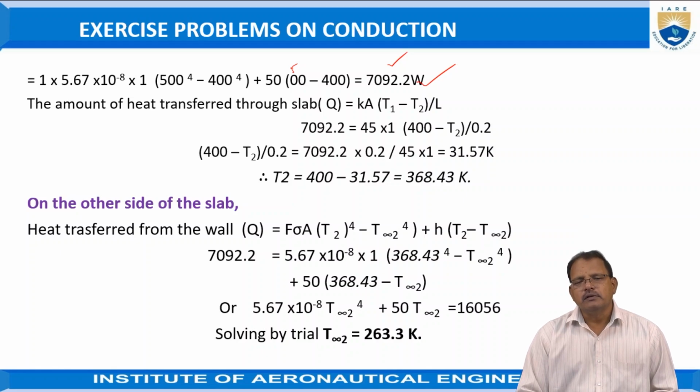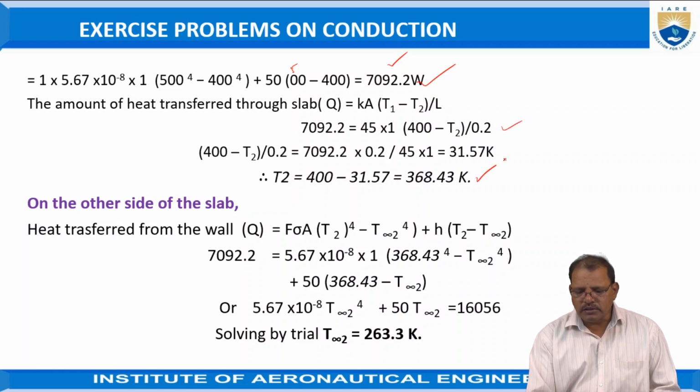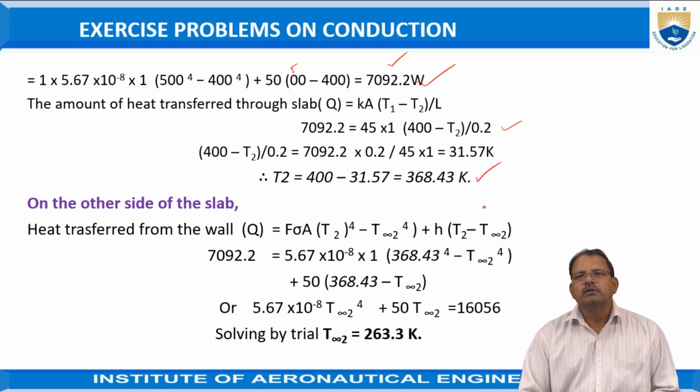400 is given; the second one we have to determine. But since the rate of heat energy flowing remains constant because the steady flow condition is given, this equation can be written as 7092.2 equals 45 into 1 into (400 minus T2) divided by 0.2. From this relationship we can determine that the outside wall temperature T2 is equal to 368.243 Kelvin.